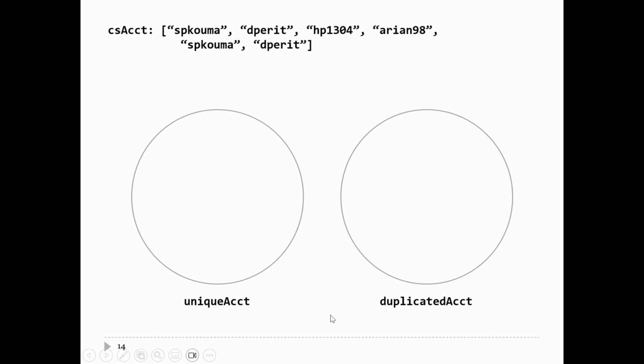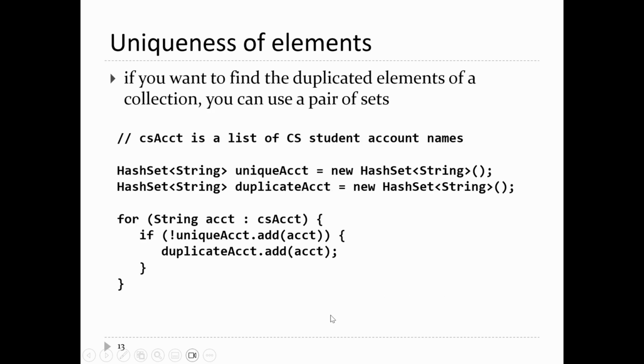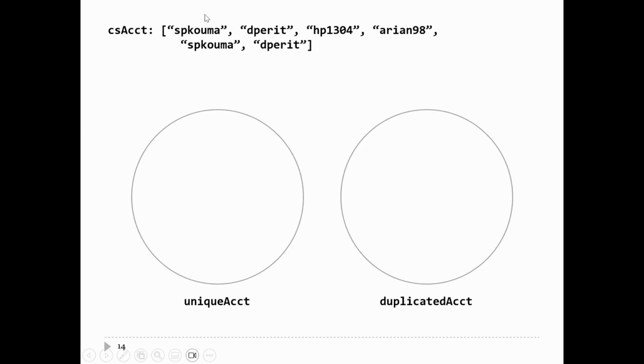Here's an example of this loop in action. There's my list of account names. You can see that this person's name is duplicated and this person's name is duplicated. I'm going to loop over this list and try to add them to unique accounts. Starting with this one, SP Kuma is not in unique accounts, so it goes into unique accounts.